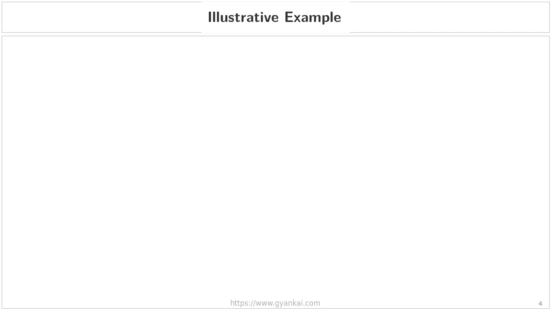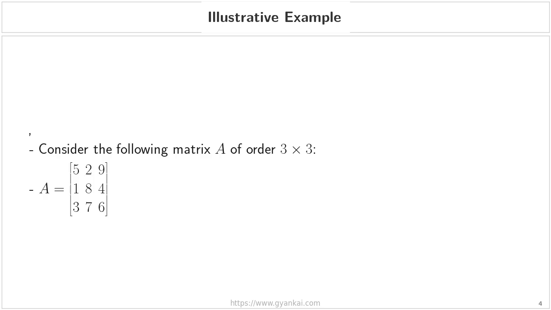Illustrative example. Now that we have discussed the theoretical definition and the step-by-step process, let us apply those concepts to a practical example. Please look at matrix A on the slide. This is a 3 by 3 square matrix, meaning it has 3 rows and 3 columns.